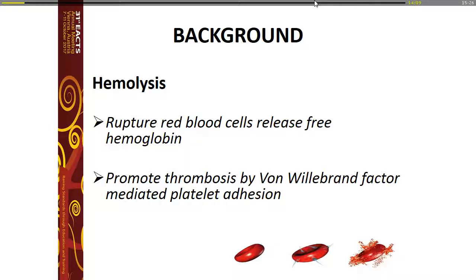In fact, the rupture of a red blood cell releases free hemoglobin into the plasma. Free hemoglobin is cytotoxic, resulting in tissue hypoxia and cell death. Free hemoglobin scavenges nitric oxide, leading to inappropriate vasoconstriction and endothelial dysfunction, and as a consequence, severe complications such as renal dysfunction or multi-organ failure may emerge. This promotes thrombosis by von Willebrand factor-mediated platelet adhesion.